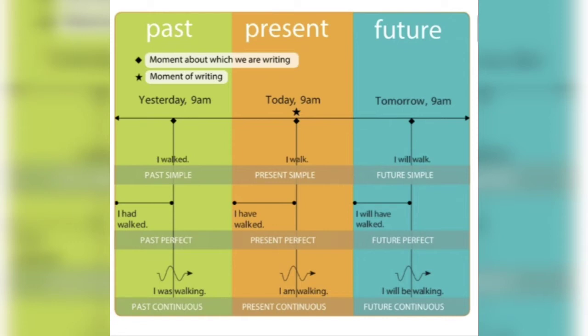In future, simple future consists of subject plus will plus first form of the verb. If we talk about future perfect, subject plus will plus has or have plus third form of the verb. Future continuous, subject plus will plus be plus verb plus ing.